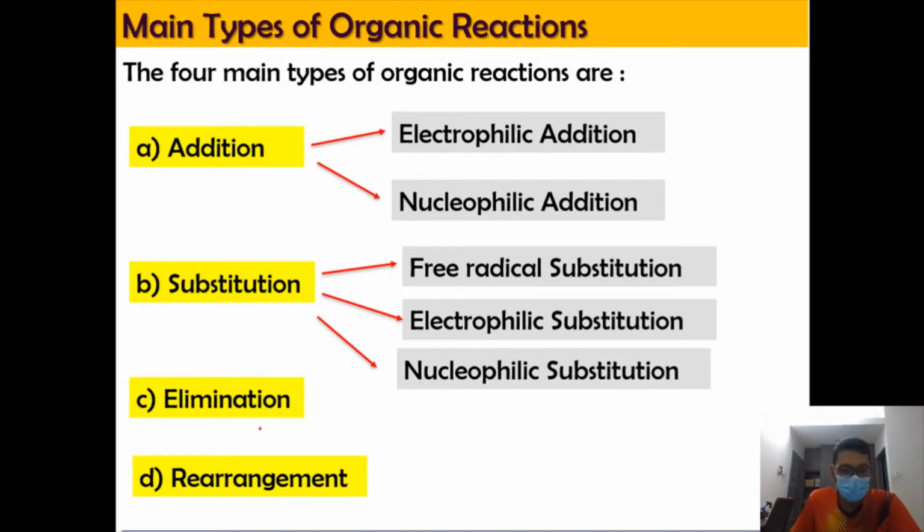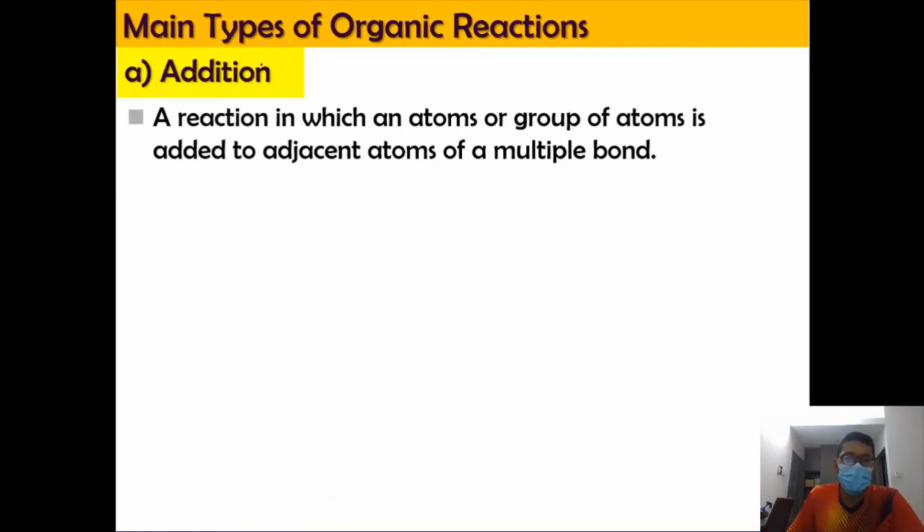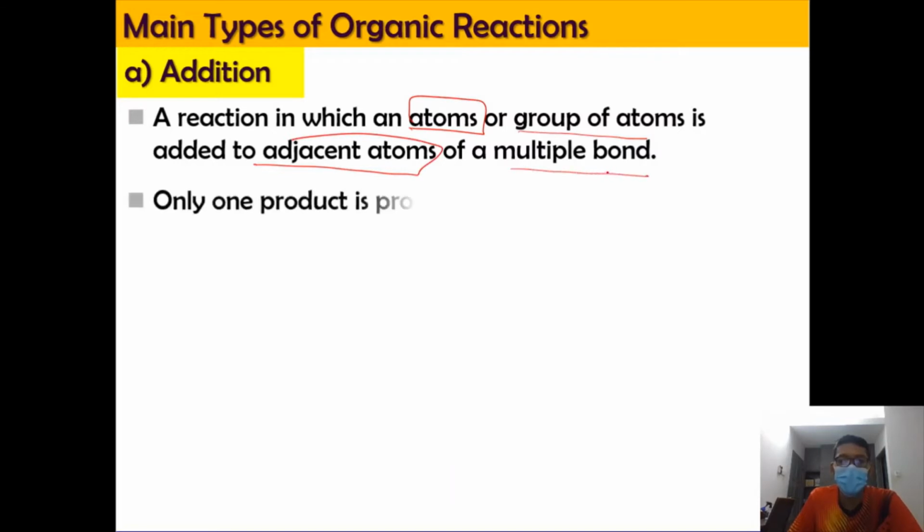So it's just known as elimination and rearrangement. Alright, now we're going to look into the electrophilic addition first. For the addition, it's basically a reaction in which atoms or a group of atoms is added to the adjacent atom of the multiple bond. Okay, then bila ada addition ni, they're going to be producing only one type of product.